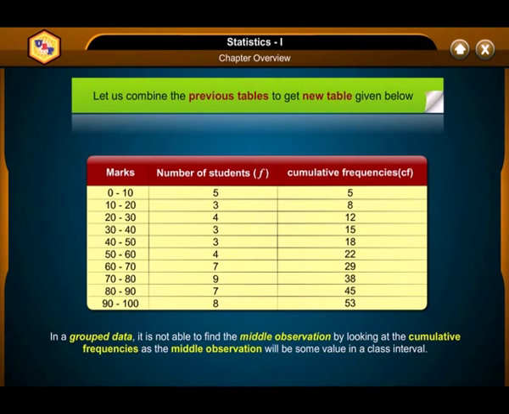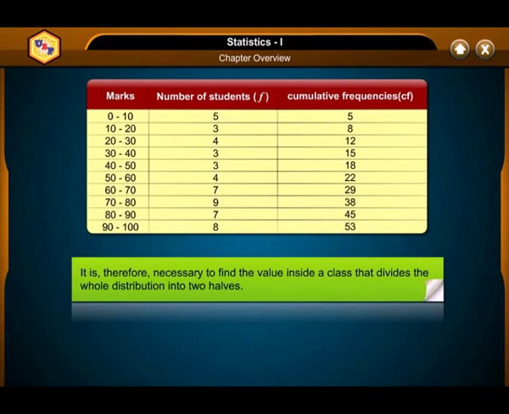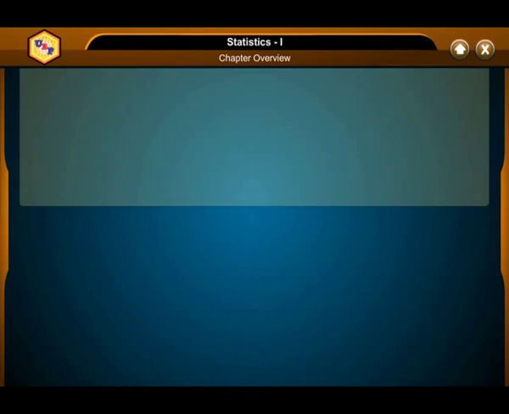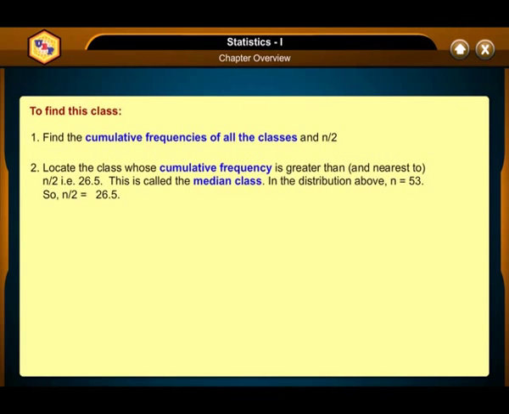In grouped data, it is not possible to find the middle observation by looking at the cumulative frequencies, as the middle observation will be some value in a class interval. It is therefore necessary to find the value inside a class that divides the whole distribution into two halves. To find this class, find the cumulative frequencies of all the classes and n upon 2. Locate the class whose cumulative frequency is greater than and nearest to n by 2, that is 26.5. This is called the median class.